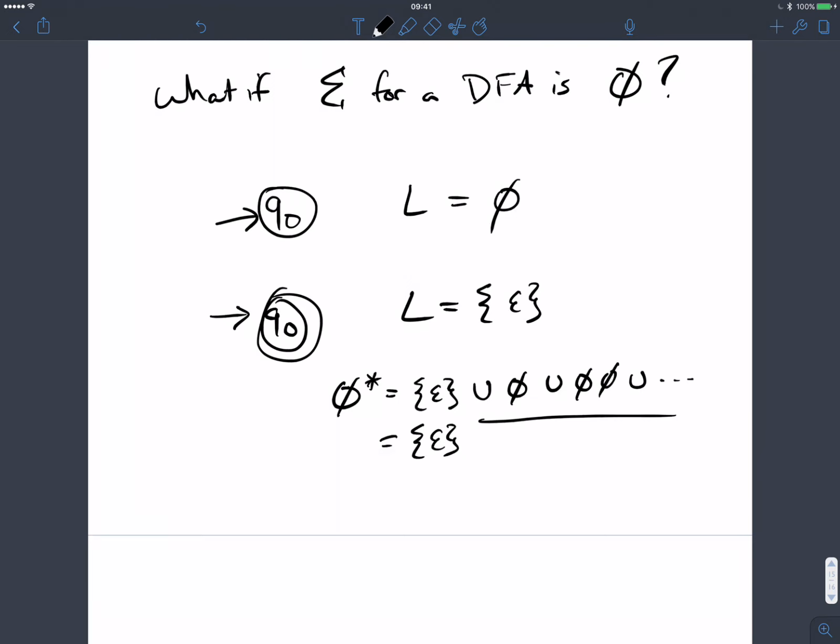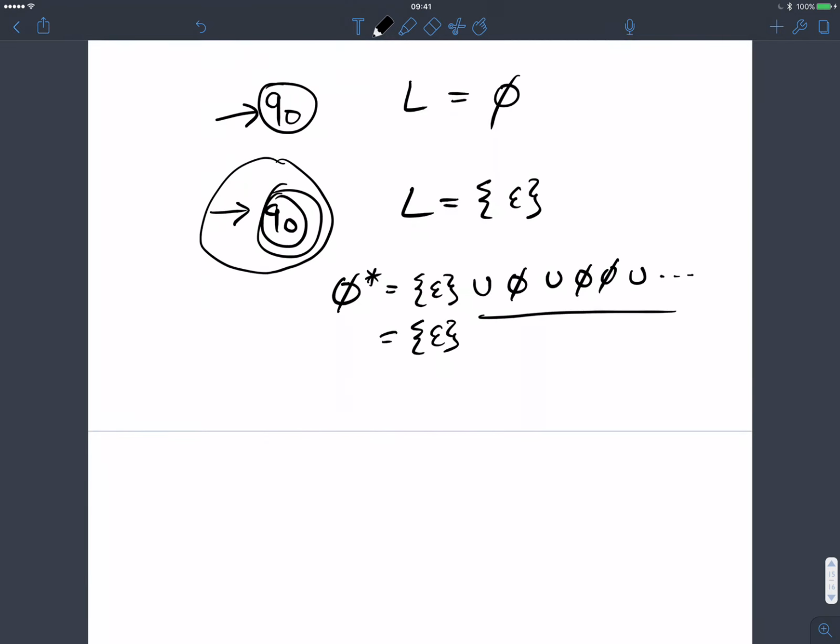So does this DFA right here accept every possible string over this alphabet? Yes. So it accepts sigma star. But that's empty set star. So you could prove that empty set star is just the set containing the empty string, but this is in fact another way.